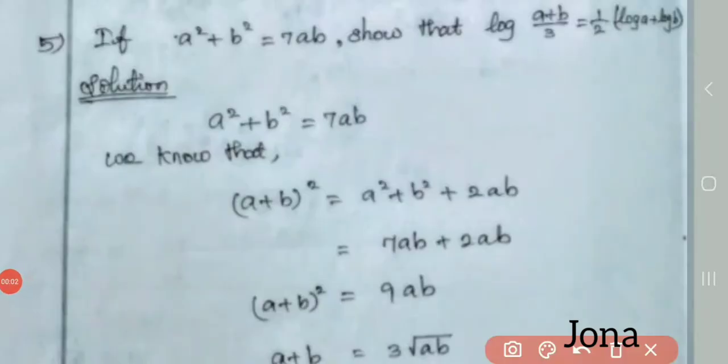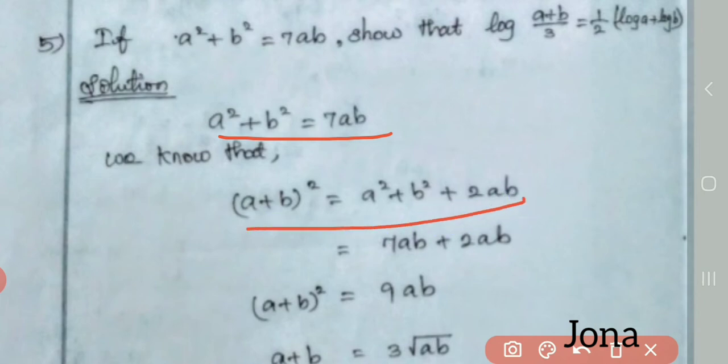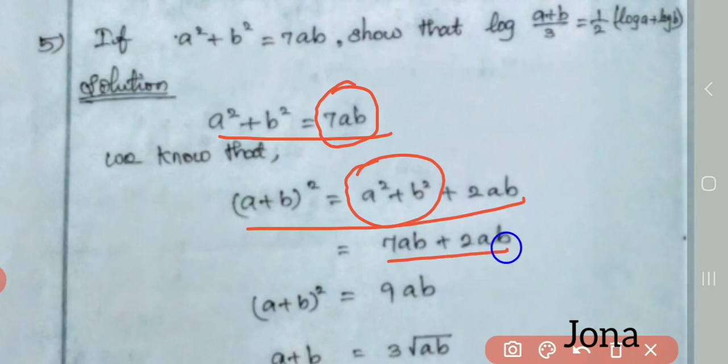If a square plus b square equal to 7ab, show that log of a plus b by 3 equal to 1 by 2 log a plus log b. Here it is given a square plus b square equal to 7ab. We know the algebraic formula a plus b the whole square equal to a square plus b square plus 2ab. Instead of this a square plus b square, I can substitute this 7ab here. So, we will get a plus b the whole square equal to 9ab. Taking square root on both the sides, we can have a plus b equal to 3 root ab.